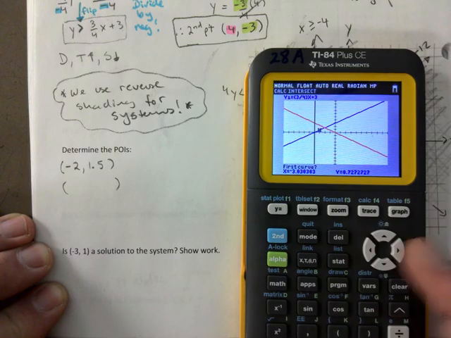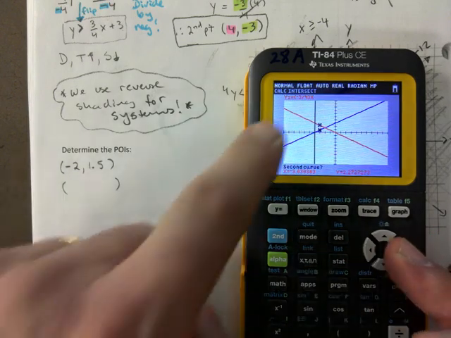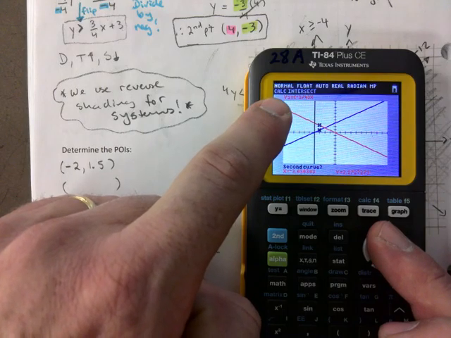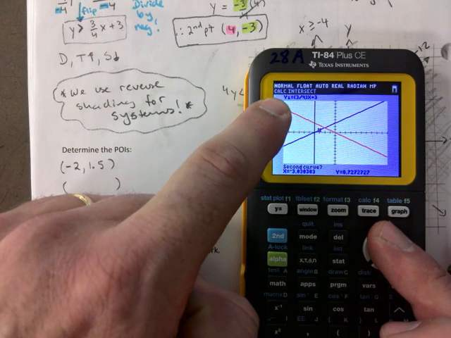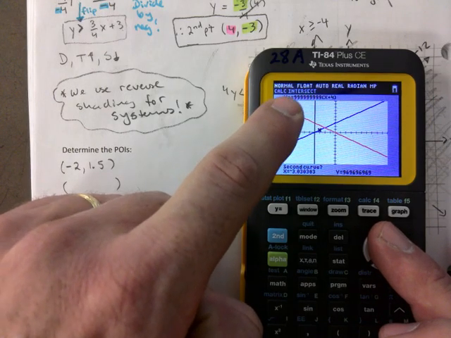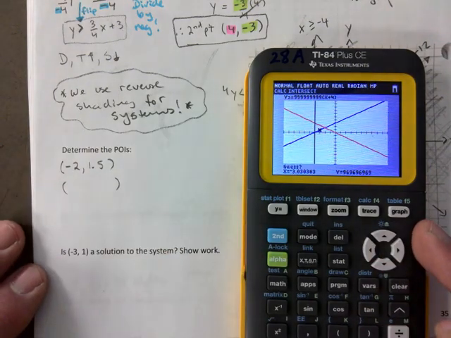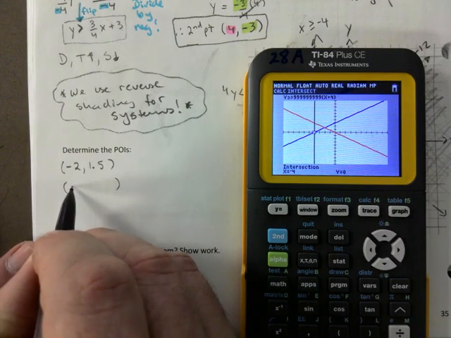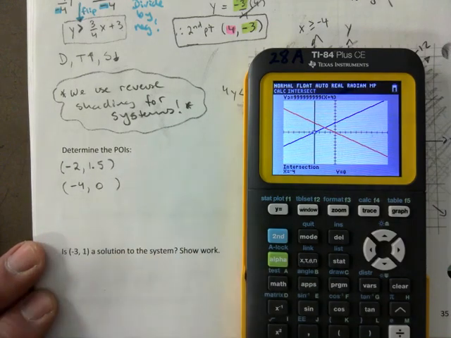And then I'm going to go second trace 5. I'm on the blue line, so I'm going to hit enter. And notice that it jumps to the second one. I'm going to jump one more up, arrow up or down until you cycle to that vertical line. So I'm going to hit enter, enter, and there it is, negative 4, 0, which we already knew was going to be one of them.